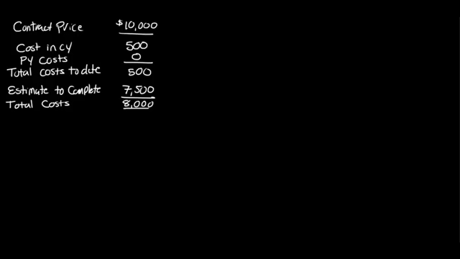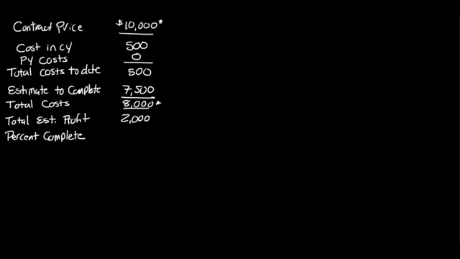Okay, so there's a couple things we can start to determine now. If we know that the contract price is $10,000 and the total costs are $8,000, we know that the total estimated profit at this point in time is going to be $2,000. They're going to get paid $10,000, and the costs to complete it are $8,000. And we can also calculate the percent complete.